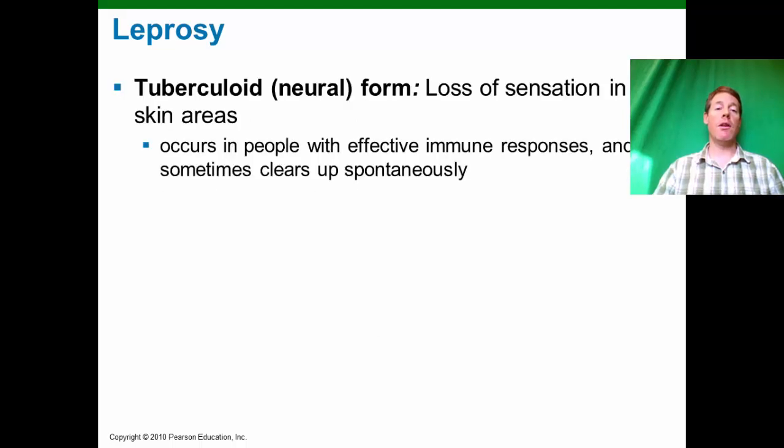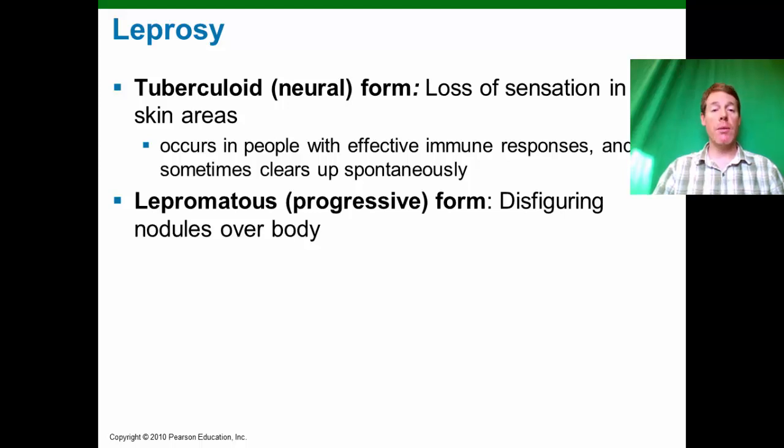A couple more notes on leprosy in terms of the manifestations of the disease. Well, one form of the disease is called tuberculoid or neural leprosy, and this involves a loss of sensation or numbness in skin areas where the infection is happening. This occurs in people with healthy, normal immune systems, and sometimes it goes away spontaneously without any treatment. It can definitely be treated with antibiotics.